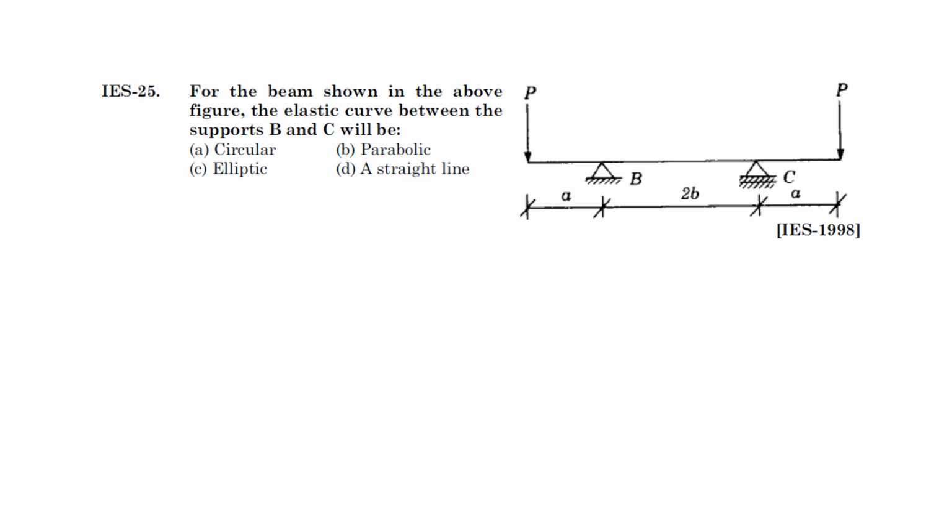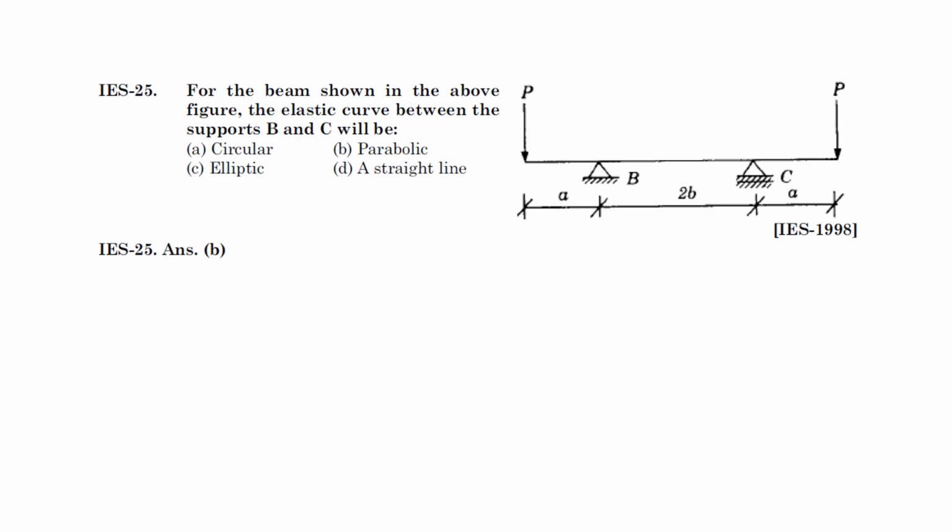Next question. For this loading condition for the beam shown in the figure, what is the elastic curve between supports B and C? What type of shape will it be between B and C? They're asking circle, parabola, ellipse and straight line. This will actually be a parabola, so the answer is B.